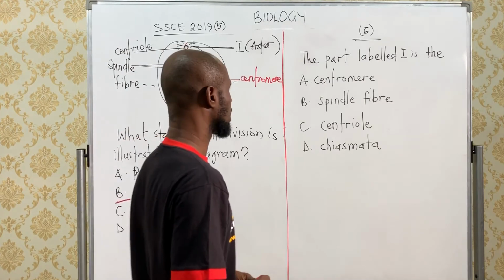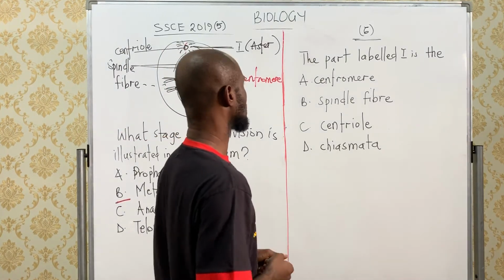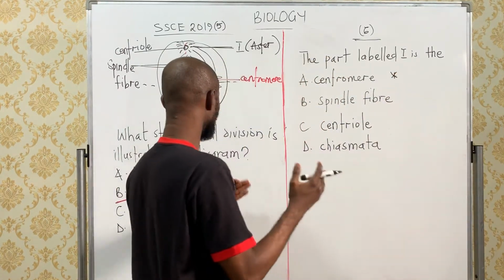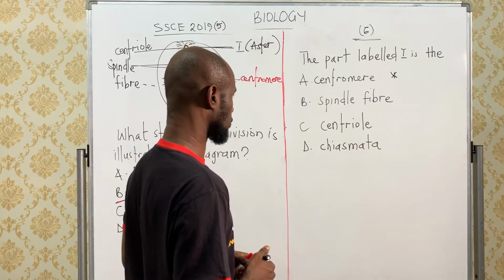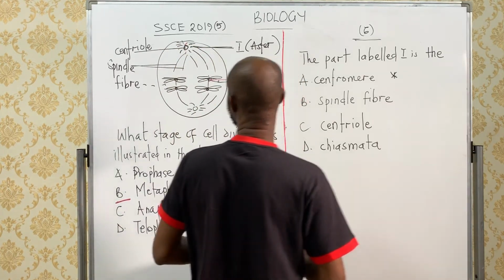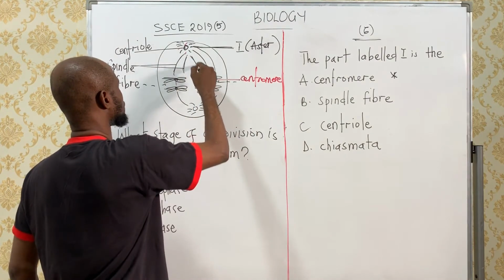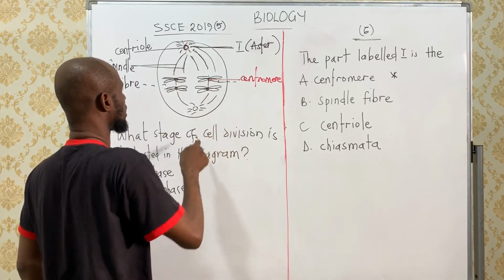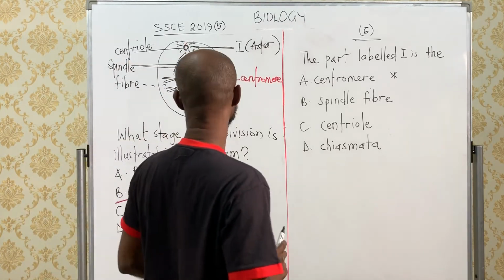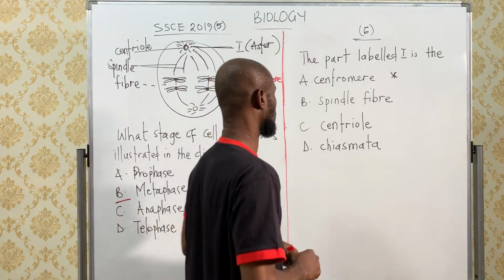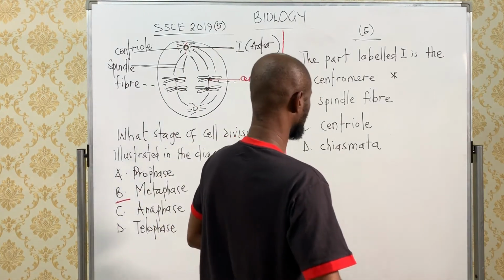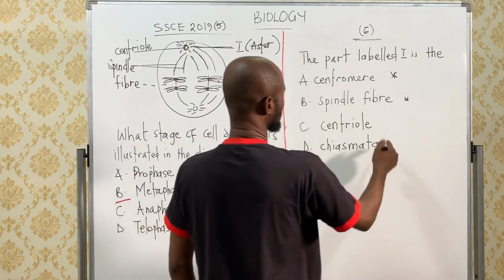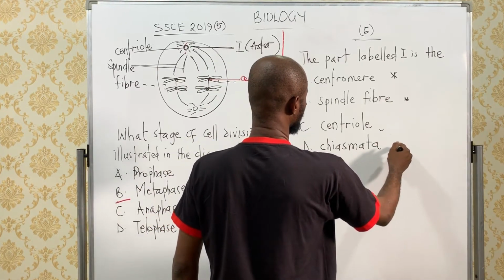So let's look at the options. The part labeled 1 is the dash. Centromere cannot be the answer because the centromere is what joins the sister chromatids together in the chromosome. The spindle fibers, no, these are the spindle fibers. The spindle fibers actually join the centrioles from opposite poles together and also separate the sister chromatids from the chromosome during cell division. So the answer cannot be centromere, and it can also not be spindle fiber for now. The answer can be centriole.